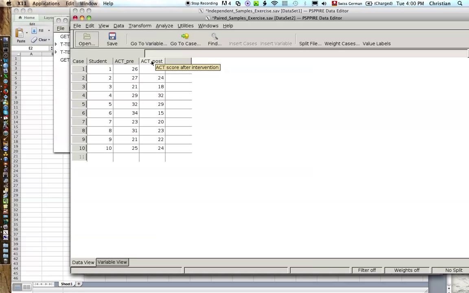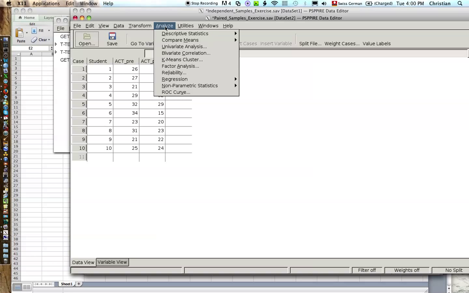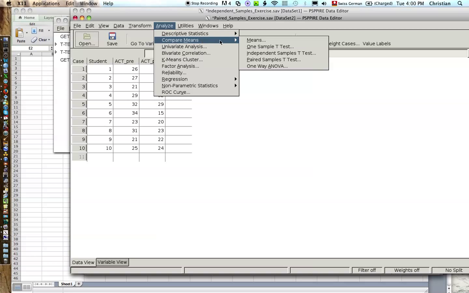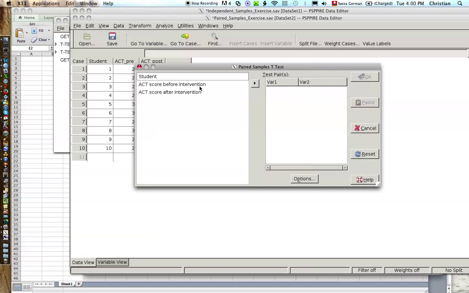And now we're going to go into Analyze, Compare Means, and the Paired Samples t-test. And it's paired because we're taking the same people twice. Right? ACT before intervention is our variable 1, and ACT score after intervention is our variable 2. And we're already good to go. Okay.